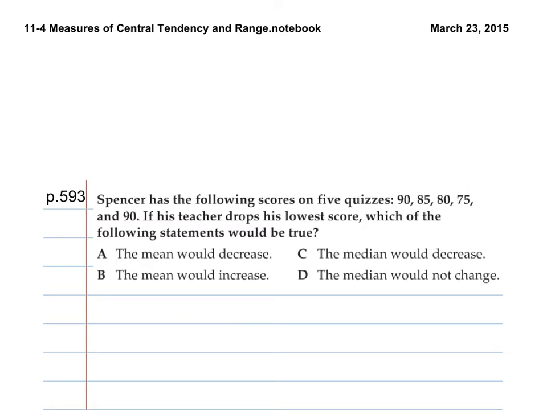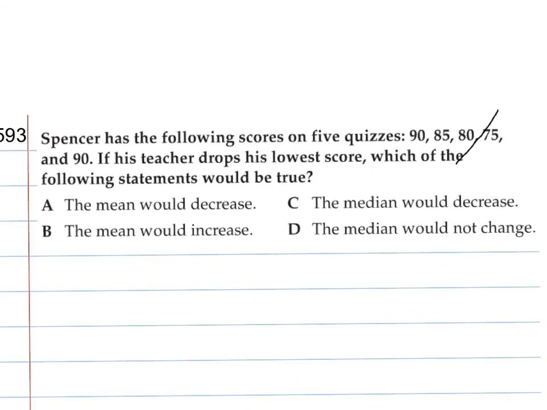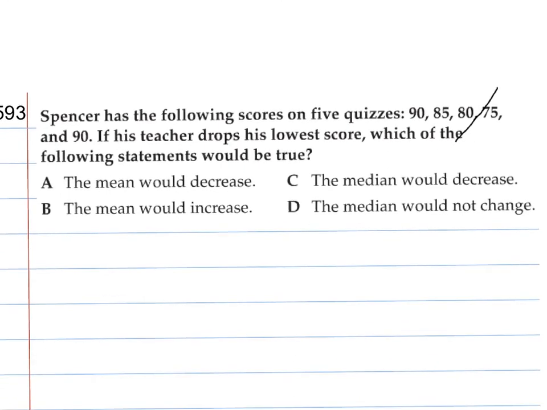So just a couple more examples to help us narrow some things down in a multiple choice situation. Spencer has the following scores on his tests or quizzes, and if the teacher drops his lowest score, which of the following will happen?